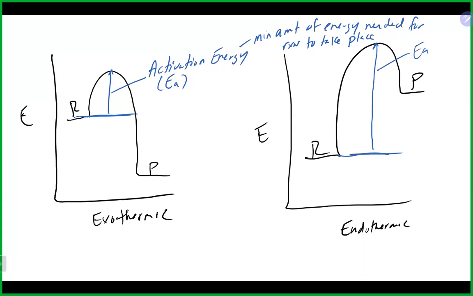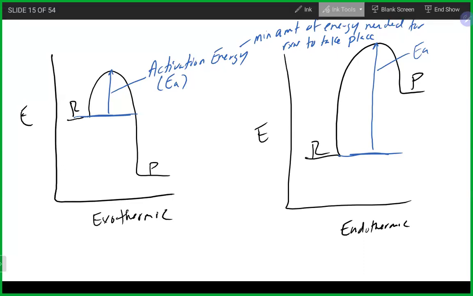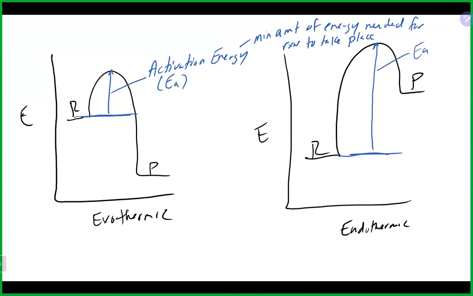Another really important location on these graphs here is the energy difference between where the reactants start and where they end. And that is what is known as the delta H of the reaction, that change in enthalpy that we were talking about earlier.